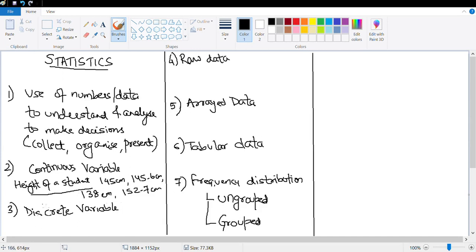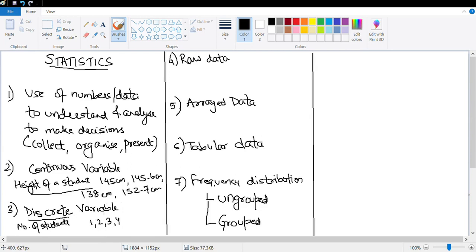Next one, what's a discrete variable? A discrete variable is basically data which is in whole numbers, full numbers, not in decimals. For example, number of students in the classroom. Number of students in a classroom will always be 1, 2, 3, 4. You cannot have half a student. That's why this is discrete. It can either be one number or the next one, nothing in the middle.